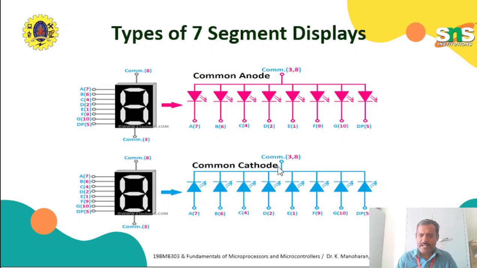Similarly, look at this common cathode method. All the LEDs' cathode terminals will be interconnected and connected to the ground terminal. So wherever we give a logic 1, that LED will be turned on. So here, wherever we give a zero, that LED will be turned on. Here, wherever we give a logic 1, that LED will be turned on. This is the difference between common anode and common cathode.